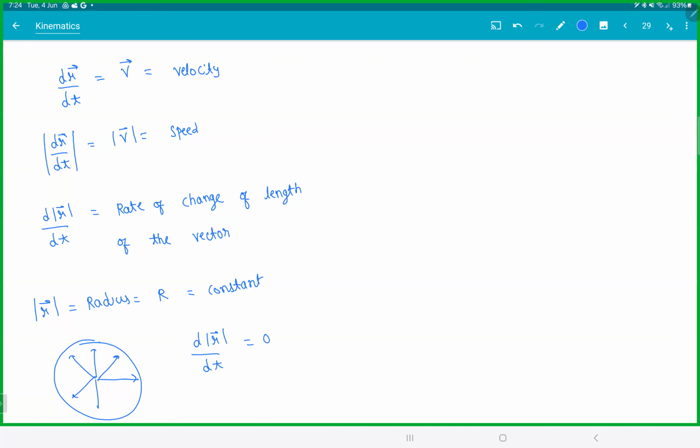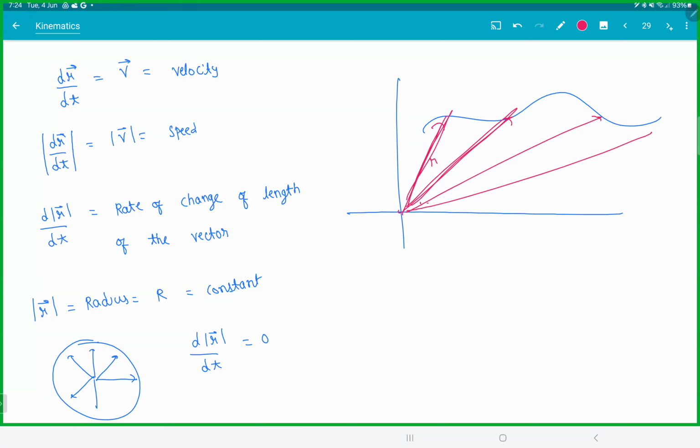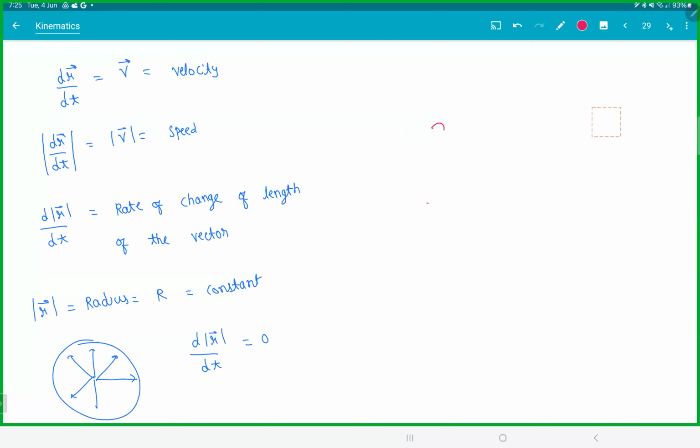Will this be 0 every time? Not necessary. For example, see, if a particle is going like this, try to understand how is the position vector. This is the position vector. Now this is the position vector. This is the position vector. Can you see now the length is changing? Now d mod r by dt won't be 0 in this case. d mod r by dt is the rate at which the length of the vector is changing. So it is the rate of the magnitude we want. In a circle, it is 0, but normally it need not be 0. We will do something like that later on.